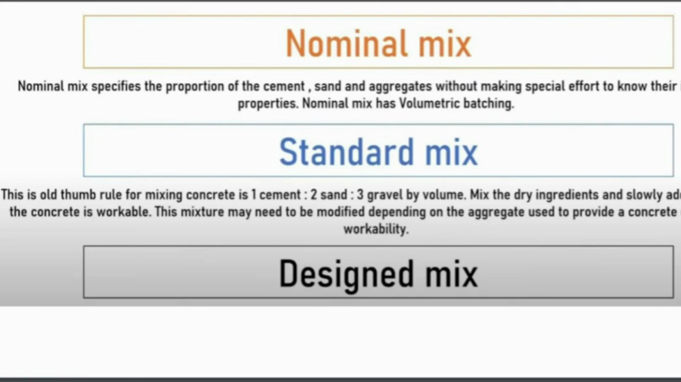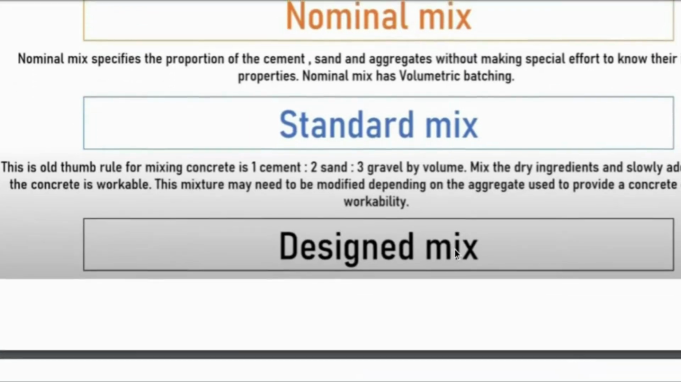The methods of preparation of design mix are number one, IS method, ACI method, and DOE method, that is Department of Environment method. We mainly discuss the IS method by taking one example.